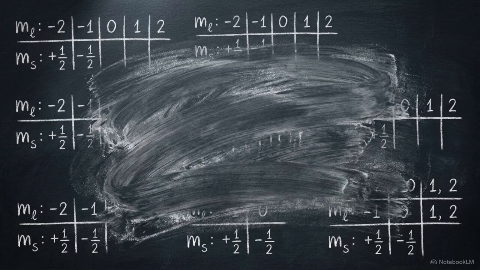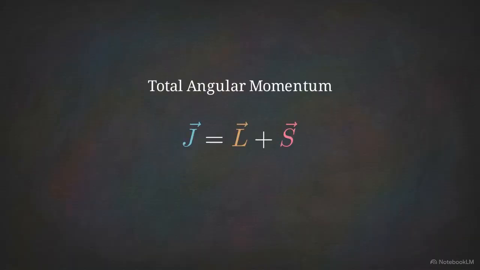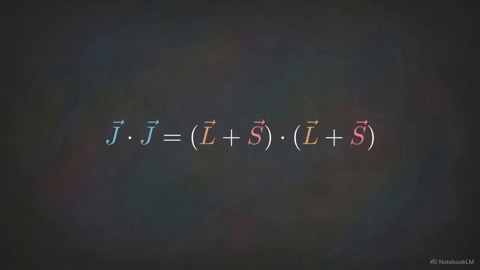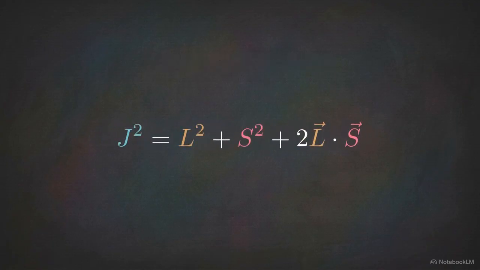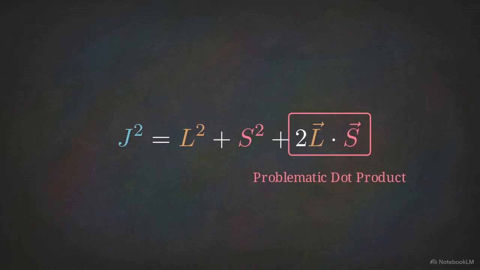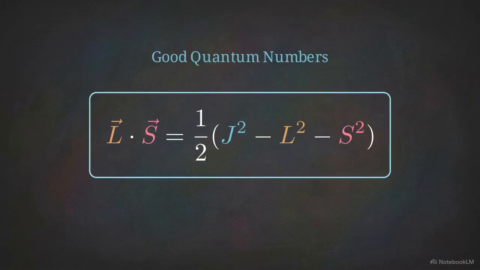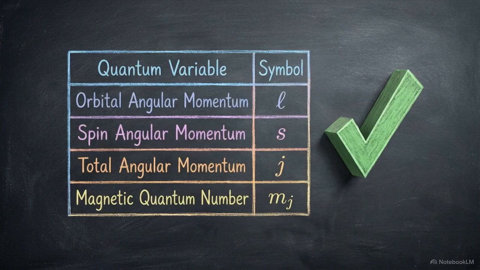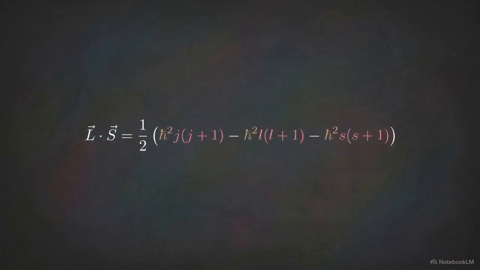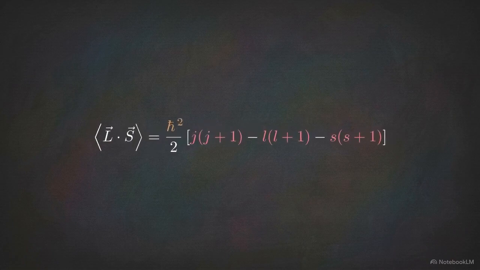Because they do not commute, the traditional z-component quantum numbers we rely on are now useless for our perturbation theory. To solve this, we define a new operator, the total angular momentum vector, J. By squaring the J vector, we initiate an algebraic breakdown to isolate that problematic dot product. Rearranging the equation gives us the dot product expressed strictly in terms of J squared, L squared, and S squared. This specific arrangement commutes perfectly. We have found our new viable quantum numbers, shifting our basis to L, S, J, and Mj. Applying these operators to their states pulls out the scalar eigenvalues, executing the final step of the perturbation theory.